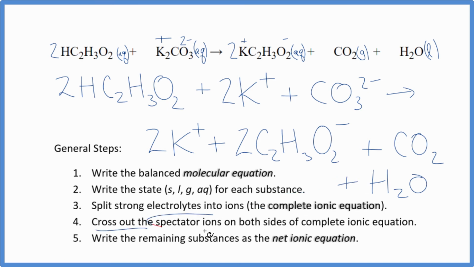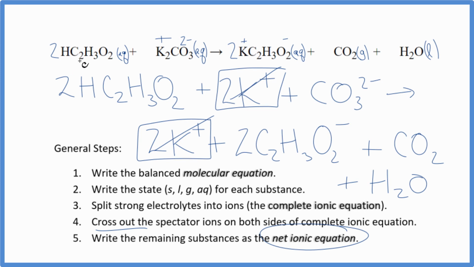Now we can cross out spectator ions. They're on both sides of the complete ionic equation. I see here in the reactants 2 potassium ions. Again, in the products, get rid of that. And that's all I see. Everything else is unique. So this is the net ionic equation for HC2H3O2 plus K2CO3. Let me clean it up. We'll write the states and have the net ionic equation.